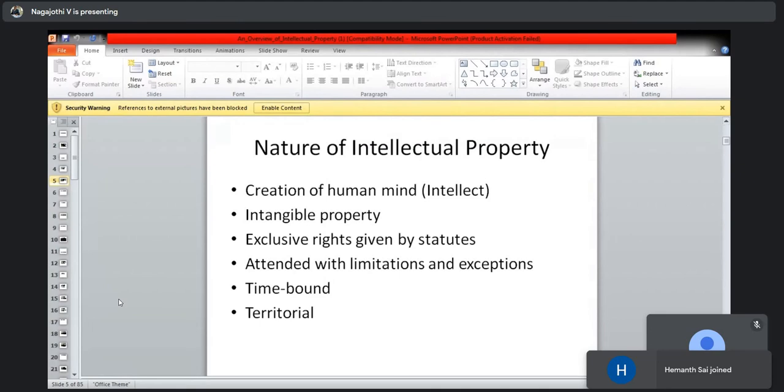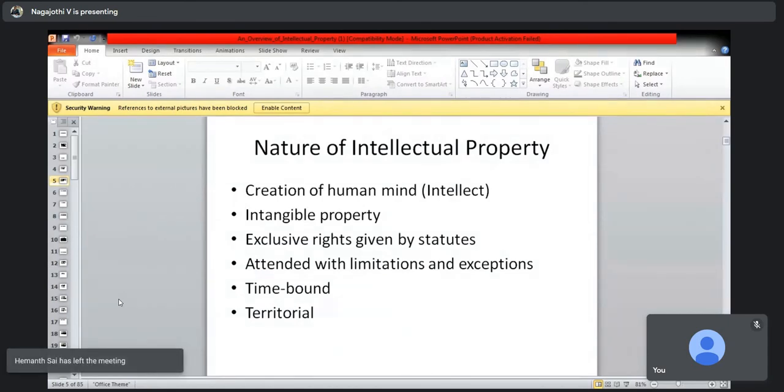So these are all the nature of intellectual property. For example, creation of human mind. There are many intellectuals, and these intellectuals are identifying something new for the first time. So we call this a creation of human mind or intellect. Very recently, two elements have been identified by Soviet scientists, and these elements have been given their own name. So that is what we call an intellectual property.